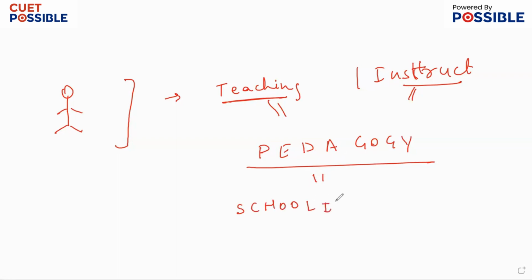Schooling, as if you're giving instruction to small kids. So that's pedagogy, and he became a pedagogue at that point. He was teaching, instructing, schooling, and educating people with instructions. So that becomes a pedagogue. He became a pedagogue. Okay.